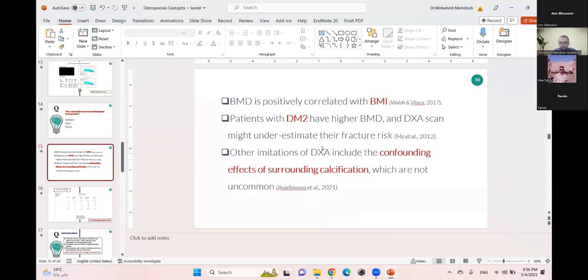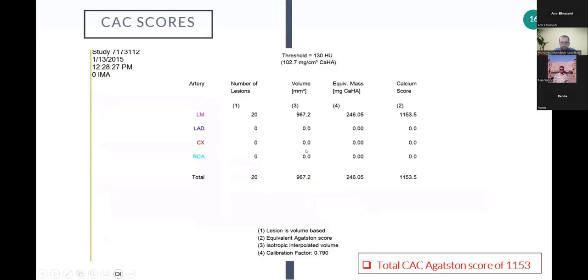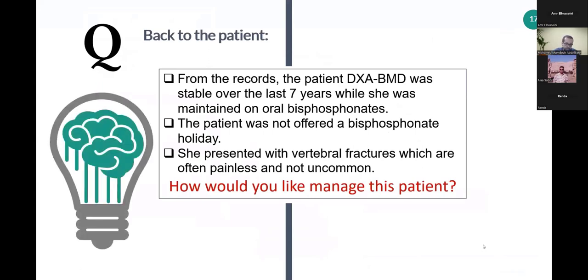And also, if the patient has coronary artery disease, there could be a confounding effect of the calcification. And I think this was the case here. So with the QCT, they also measured the coronary artery calcification score, and they found that the score was more than 1,000. So she had coronary artery calcification. And this could be the cause why this patient, 2 years later, had a PCI and she had a stent.